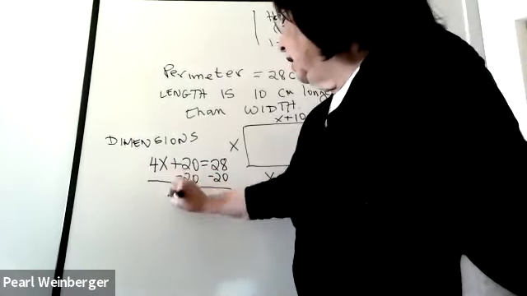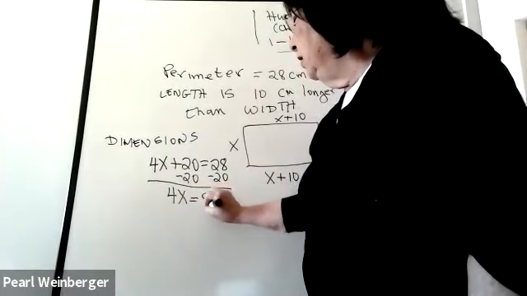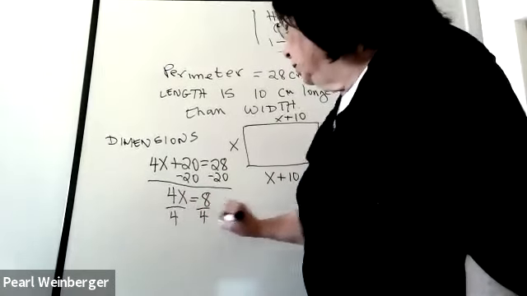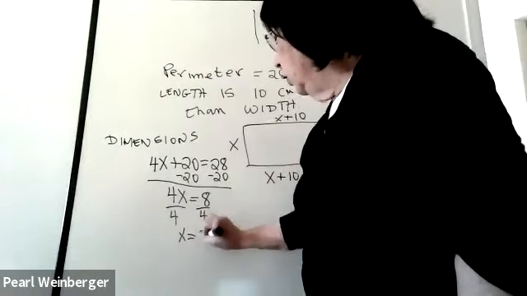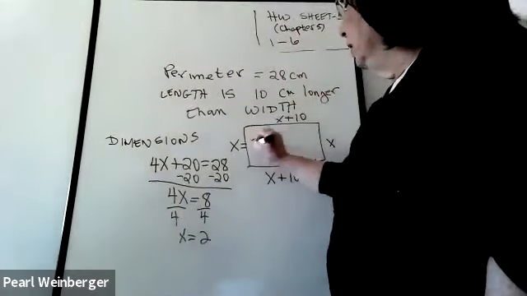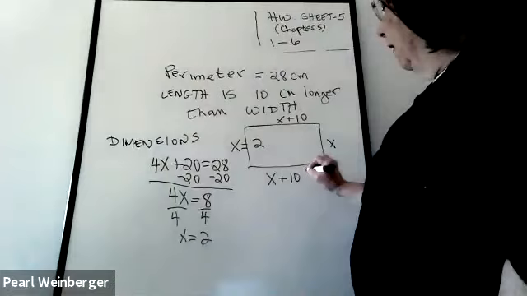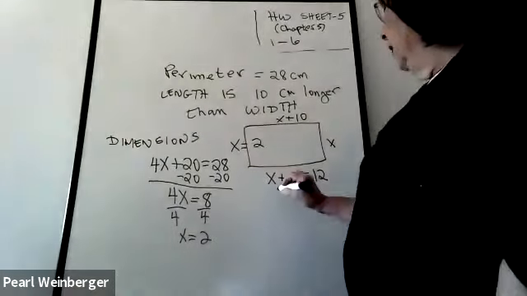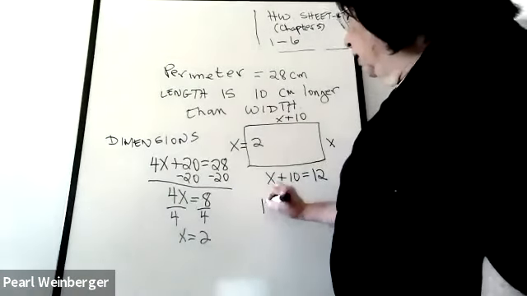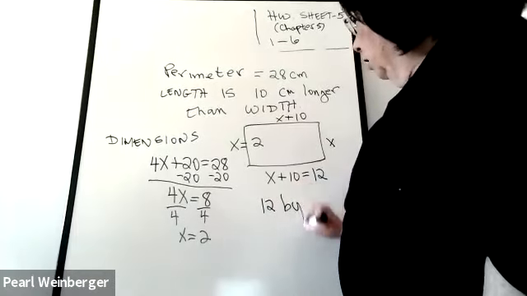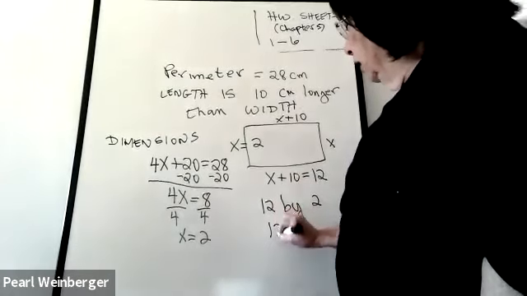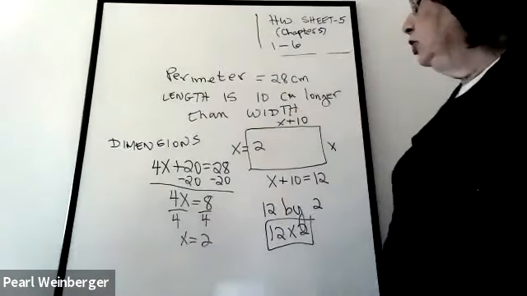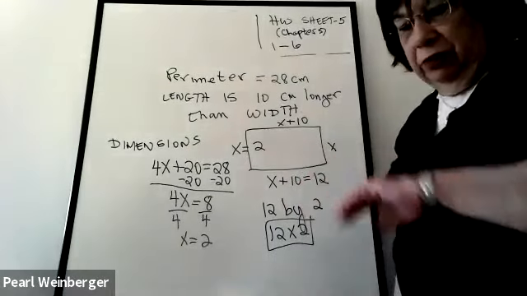And I solve this equation, which will give me 4x equals 8. And that'll give me x equal to 2. Which means my width is equal to 2. And x plus 10, 2 plus 10 is 12. So my dimensions are 12 by 2, sometimes also written 12 with a by, but sometimes they use an X in between them. The dimensions mean both the length and the width.